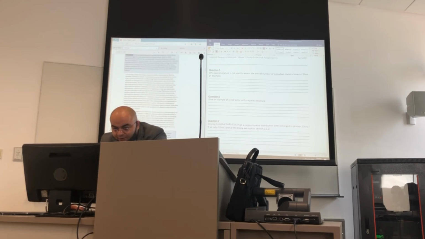Even the screen here is not clear. Spatial direct. Where is the word spatial structure? Do you see it? Yeah, it's under the example on page 4. Okay. Yes, there. Yes.